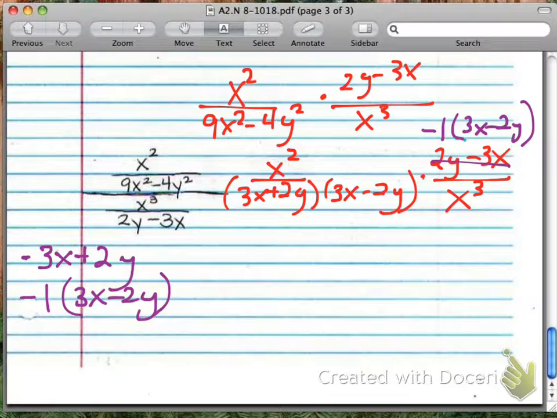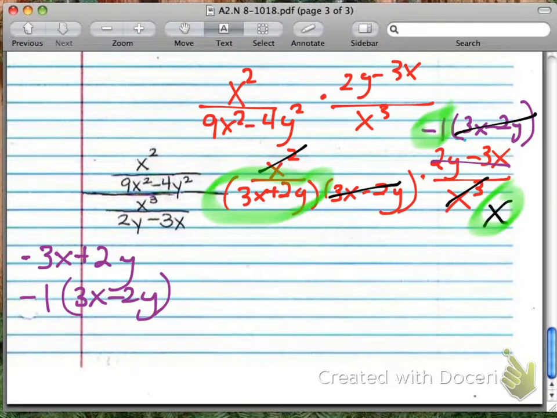Okay, so now what can I cross-cancel? Okay, so the 3x minus 2y, we just did all that work, we might as well cancel them out, right? Okay, x squared, where does it go away? It reduces out, right? And then what happens down here? It leaves x on the bottom, right? Okay, anything else I can do? So now you have to kind of weed through all this mess and find out what we have left. So if you look here, we have a negative 1 left, right? We have this 3x plus 2y and this x left, right?